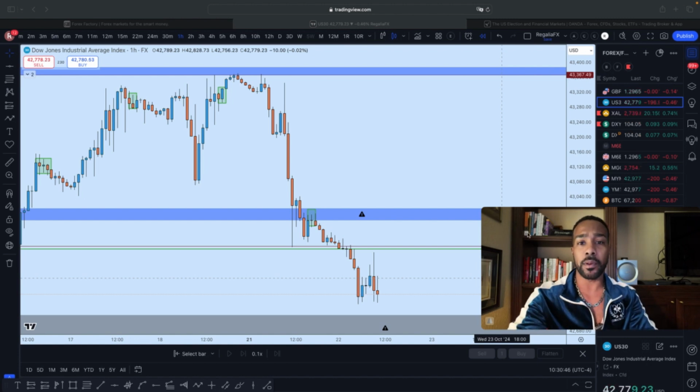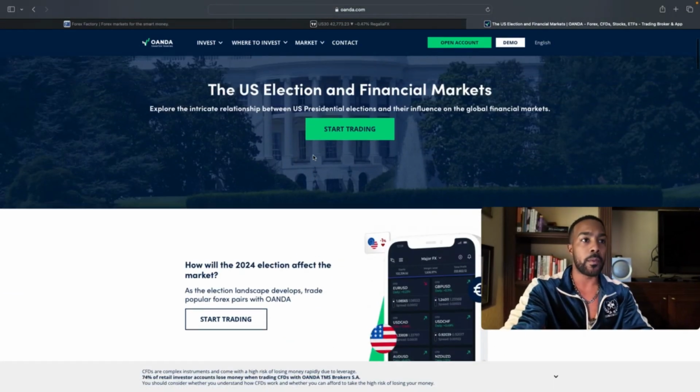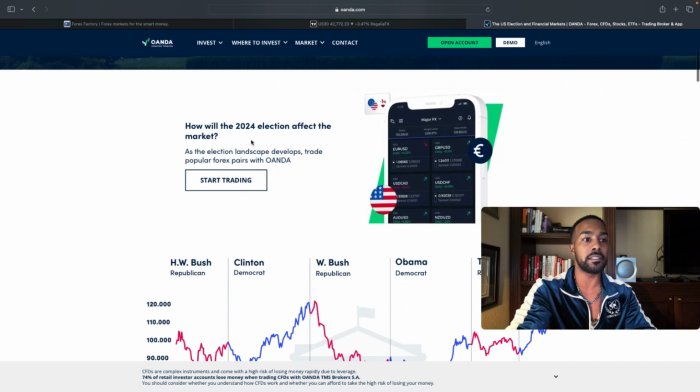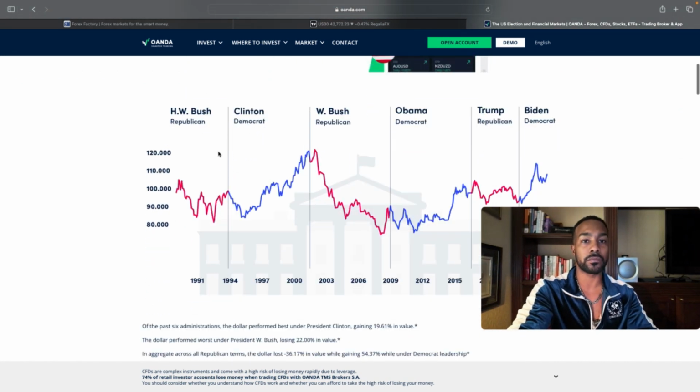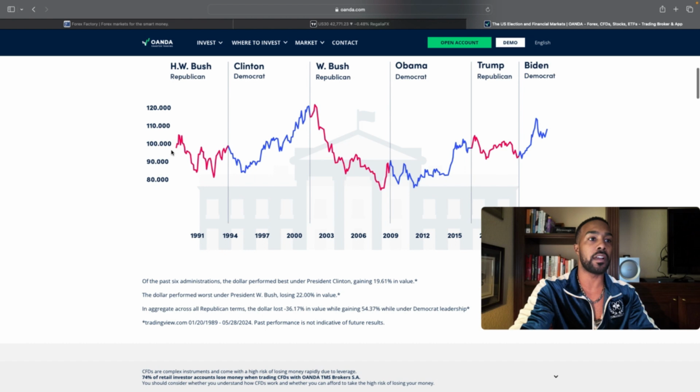So one thing I want to show you guys really quick, something I found very interesting, is here on our Oanda website, we have this topic. They covered the US election and financial markets. And we have this chart here, first and foremost, covering the DXY and how the dollar index has performed over the past 1, 2, 3, 4, 5, 6 presidents.